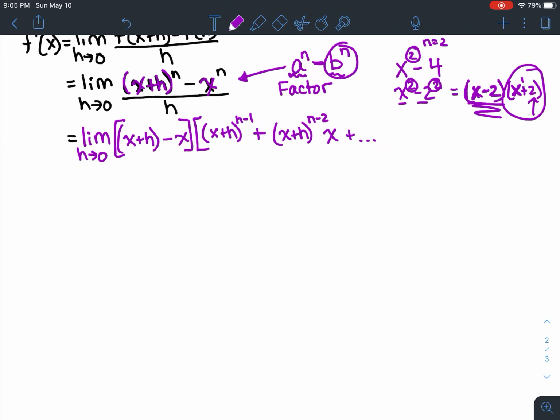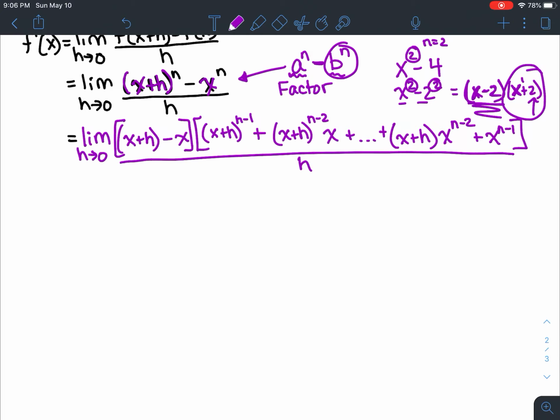Plus, and that pattern is going to continue until you're down to the very end, which will be x plus h will just be to the power of 1 whenever it gets there. And then we'll have x to the power of n minus 2, and finally x to the power of n minus 1. So that's super complicated, but it's just the pattern of how you would factor a binomial to the power of n. And this whole thing is divided by h.